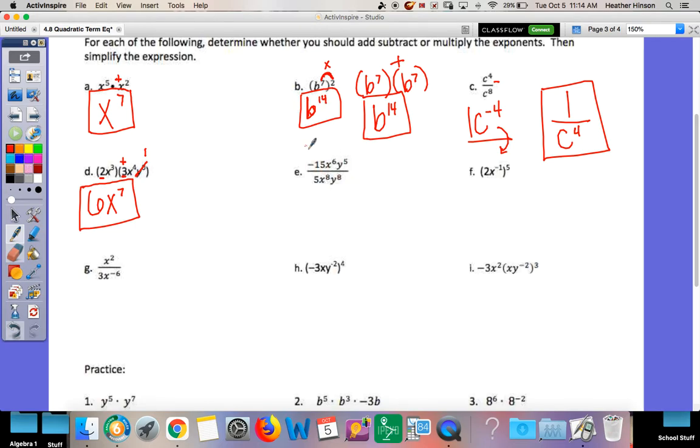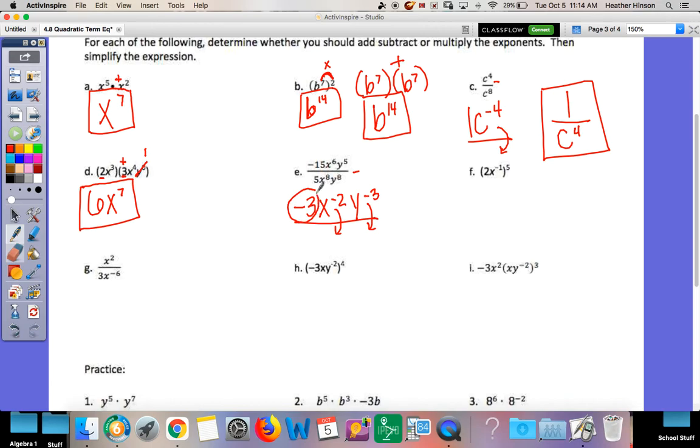Okay, we got another division. Remember, division on your numbers is normal. Negative 15 divided by 5 is still negative 3. But for our exponents, we're going to subtract. x to the 6 minus x to the 8 is x to the negative 2. y to the 5th minus y to the 8 is y to the negative, not 8, y to the negative 3. And we can't have negative exponents, so all those negatives on the exponent have to flip to the bottom.